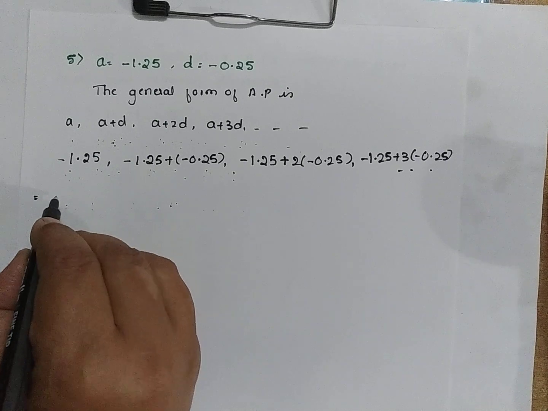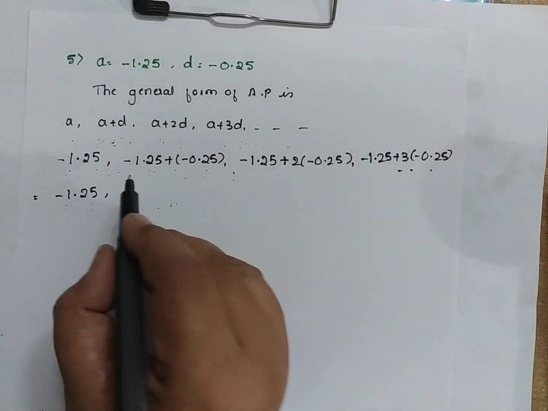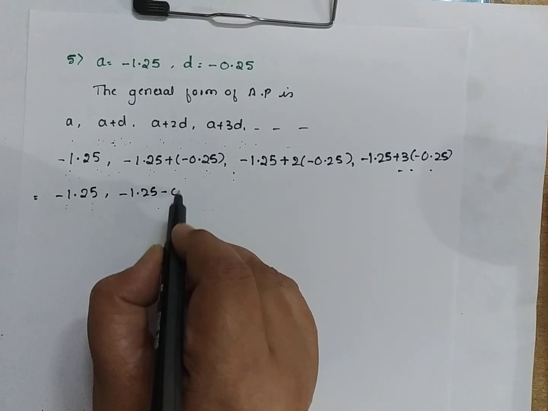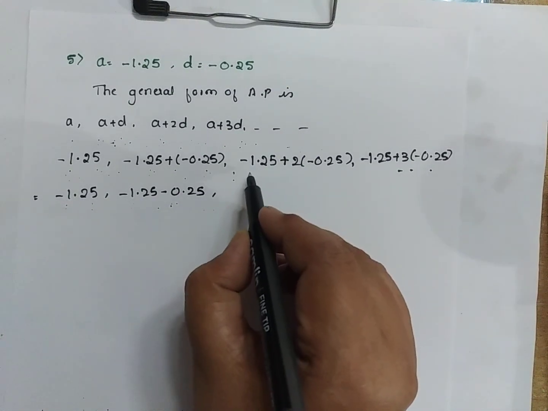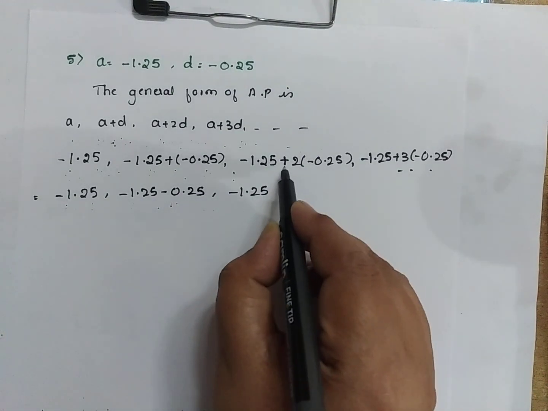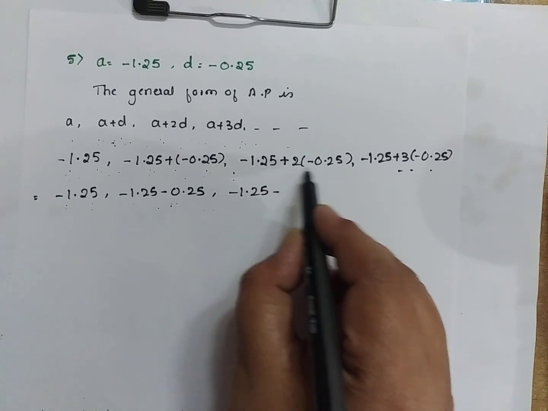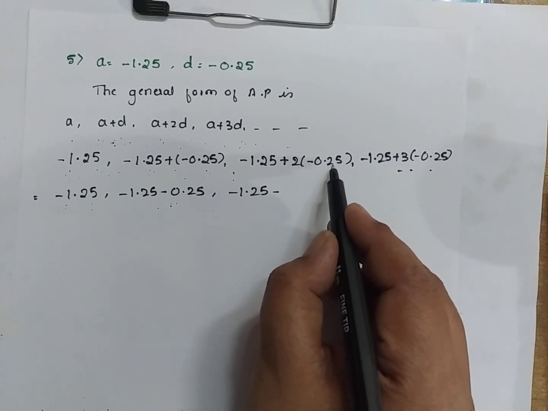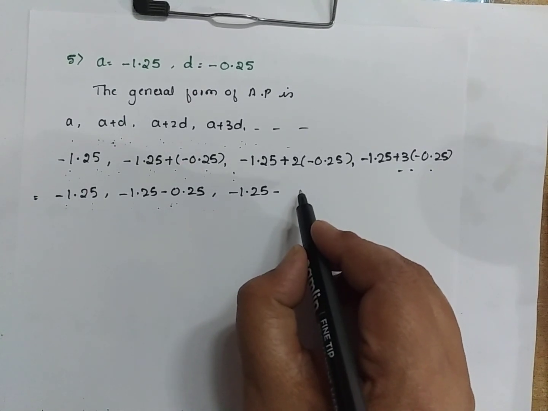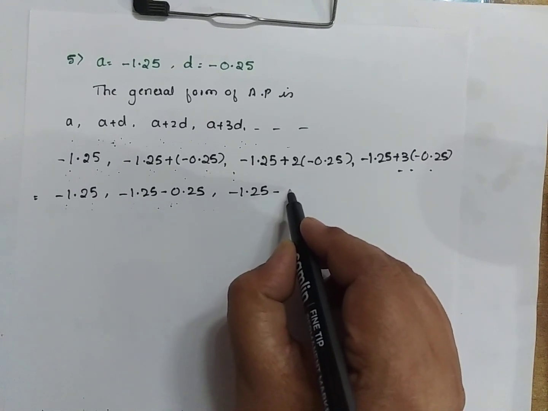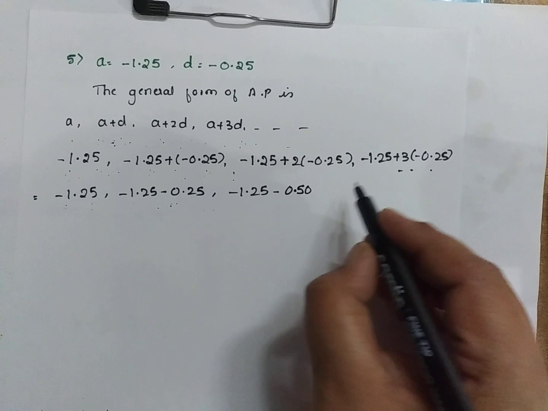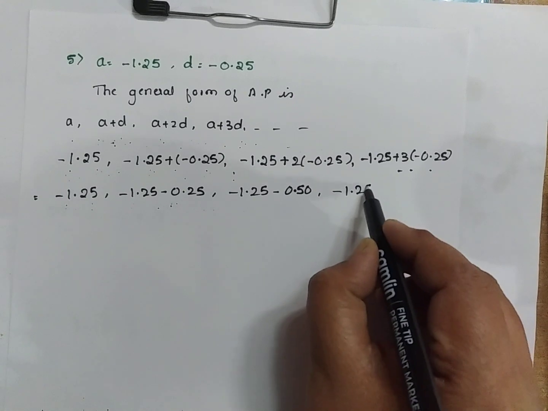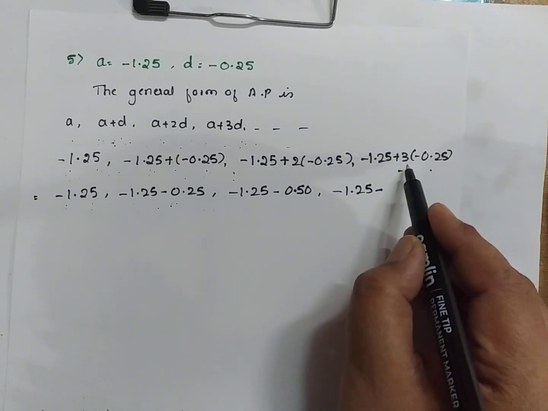Simplify. That is minus 1.25. Next, minus 1.25, write as it is, plus into minus, minus 0.25. Coming to the third term, minus 1.25 plus into minus, minus 2 into 25. First you multiply 2 into 25, which is 50. You have to write 2 decimals to the left of the answer, that is 0.50. And next, this term is minus 1.25 plus into minus, 25 times 3 is 75.